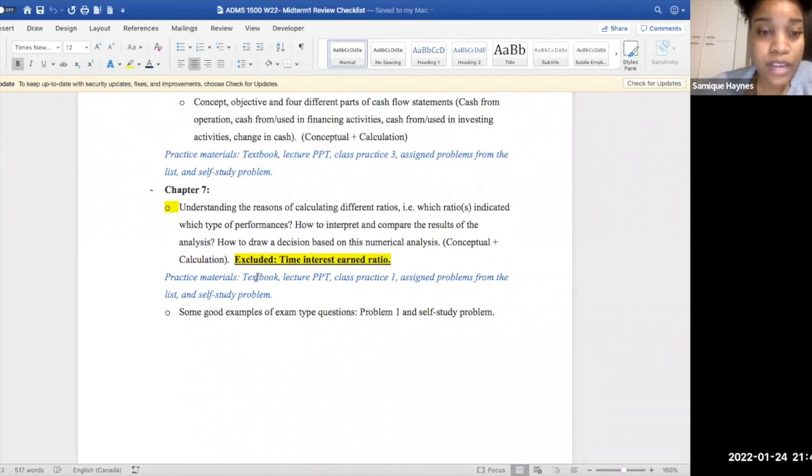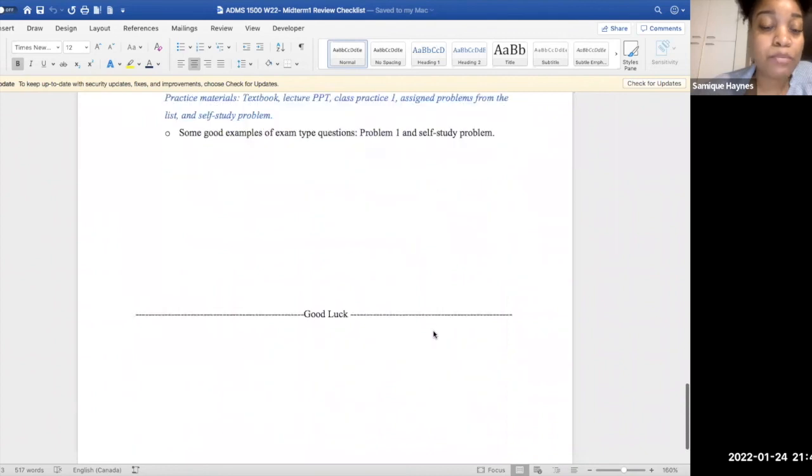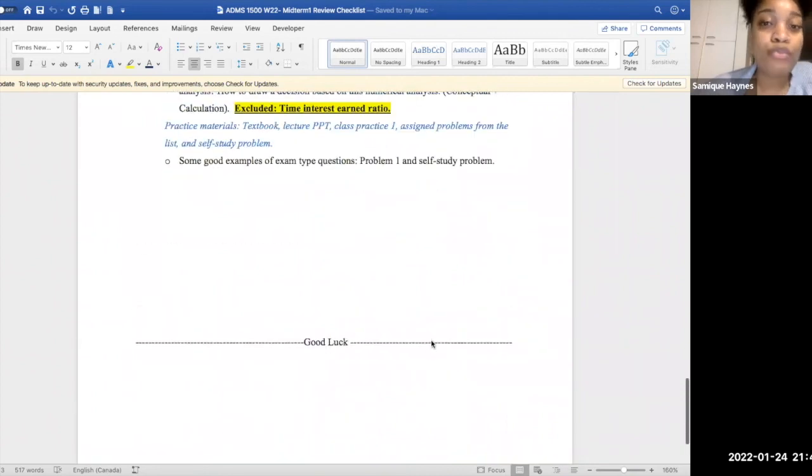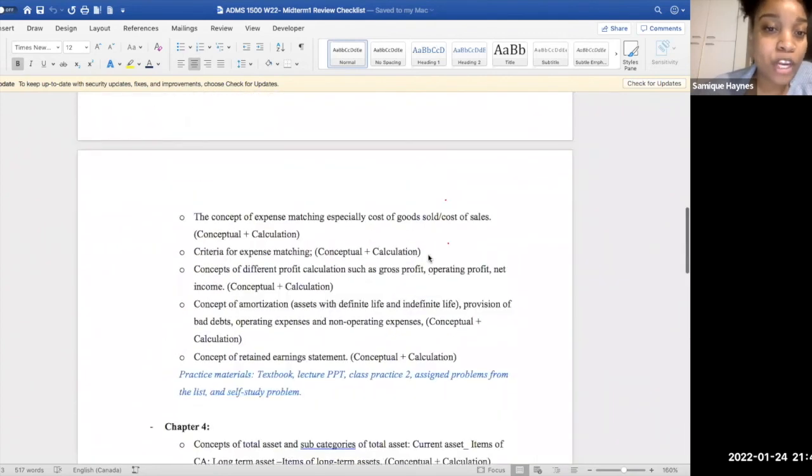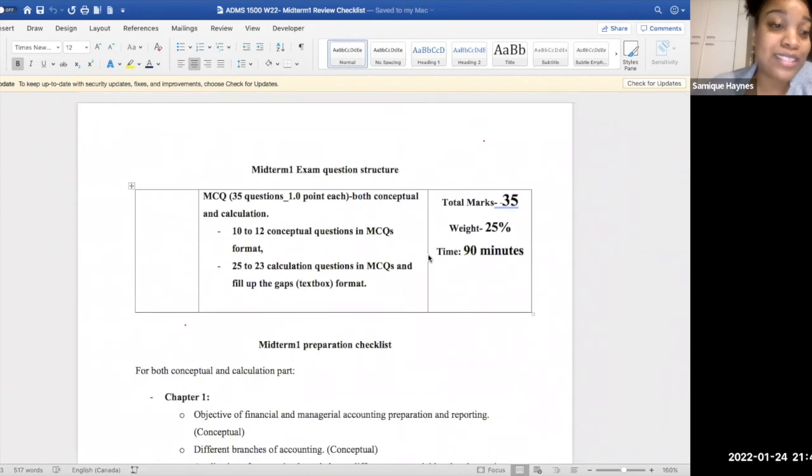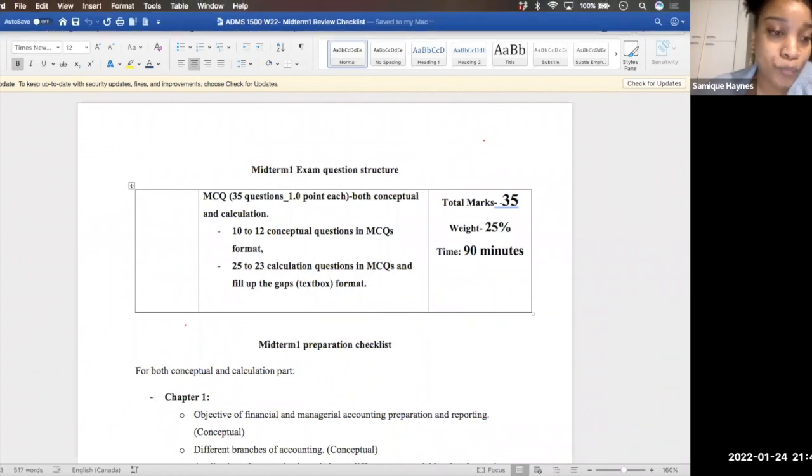All right, so for chapter 7, some good examples of exam type questions will be problem 1 and the self-study problem. So again, really go over this document here where it breaks down in real detail exactly what you will expect for the types of questions on your midterm. And then you can go through the different materials that we suggest for practice. You will not be able to go back and forth between questions, no.